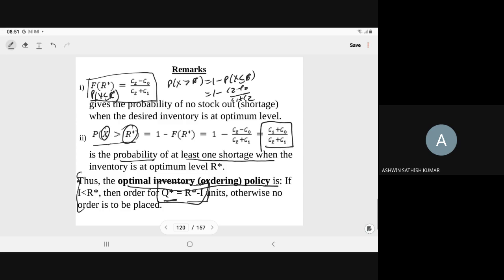Sir, till where is the midterm syllabus? This chapter, and whatever I will discuss tomorrow, up to that. Okay, sir. Thank you, sir.